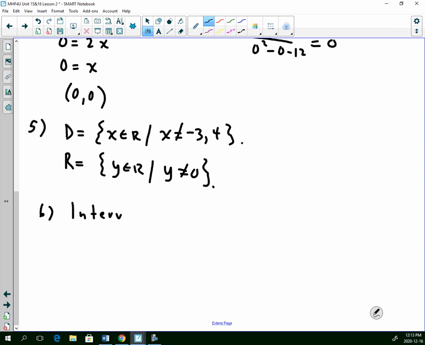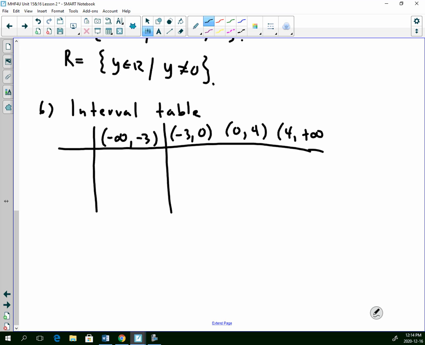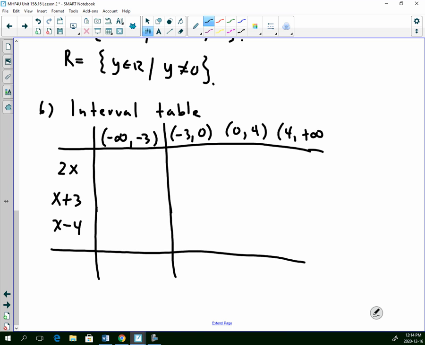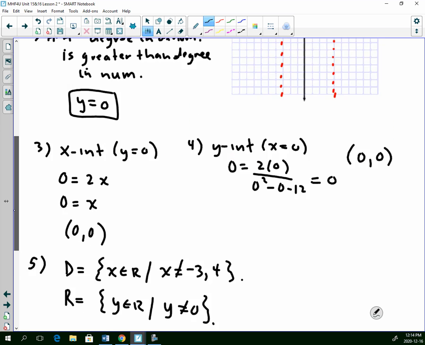And this helps me finish off my sketch. So the intervals I want to check are from -infinity to -3, from -3 to 0, from 0 to 4, and then from 4 to +infinity. And then down the side, we'll put our numerator, which is 2x, and then our denominator in factored form, so it'll be x plus 3 and x minus 4. You don't really need to separate the numerator and denominator. It's up to you. In the guide they do, but you can just put them as that.